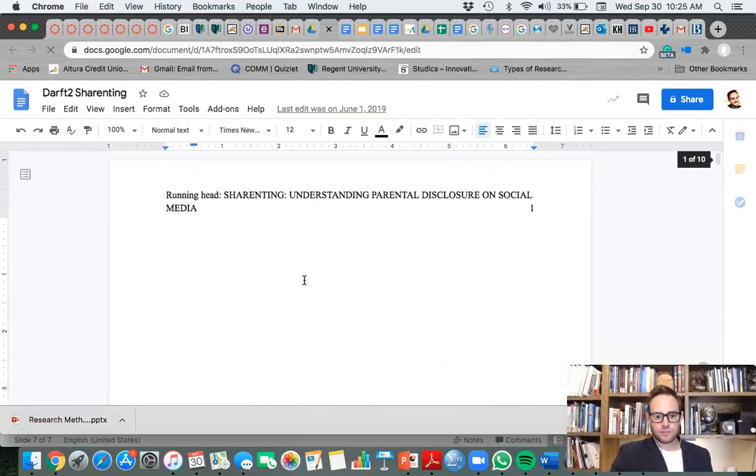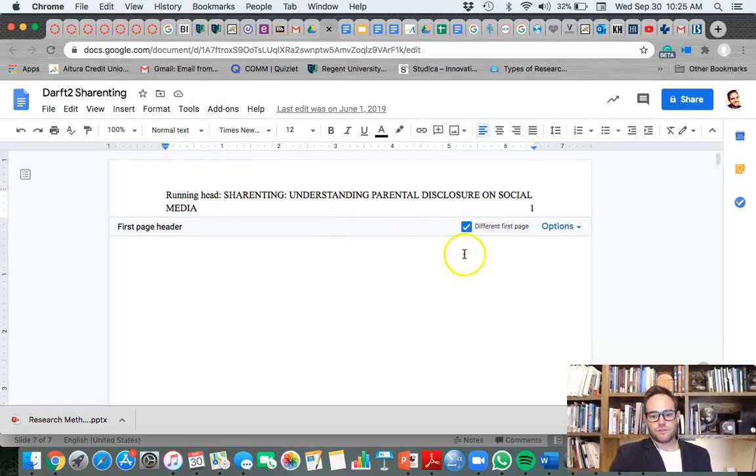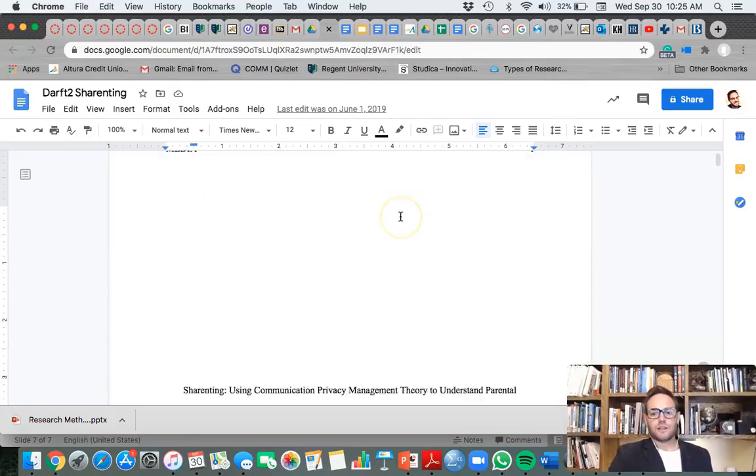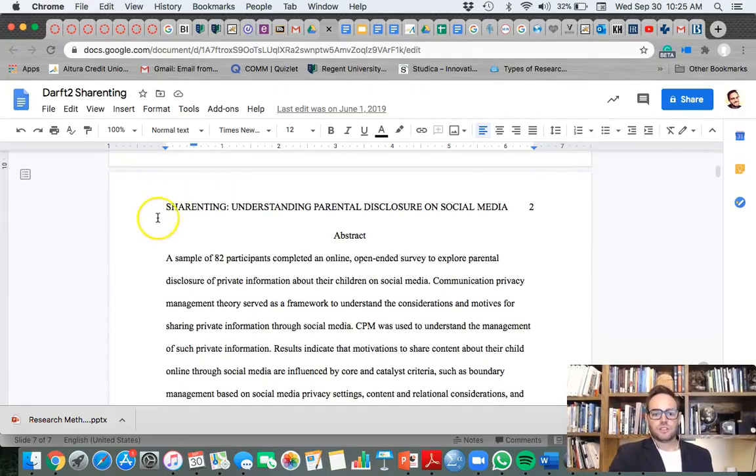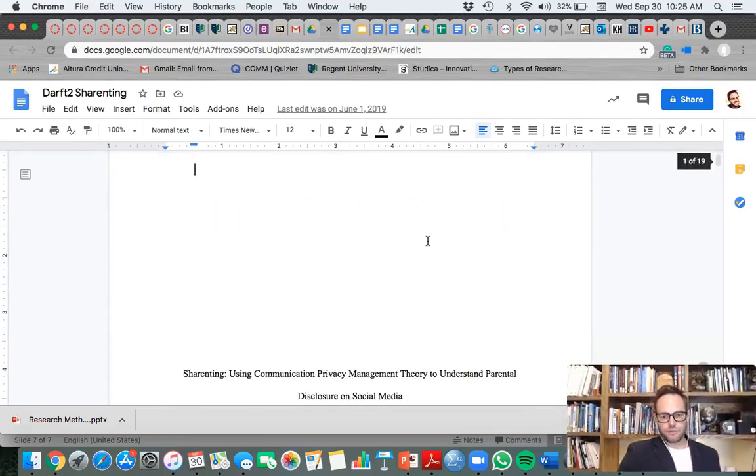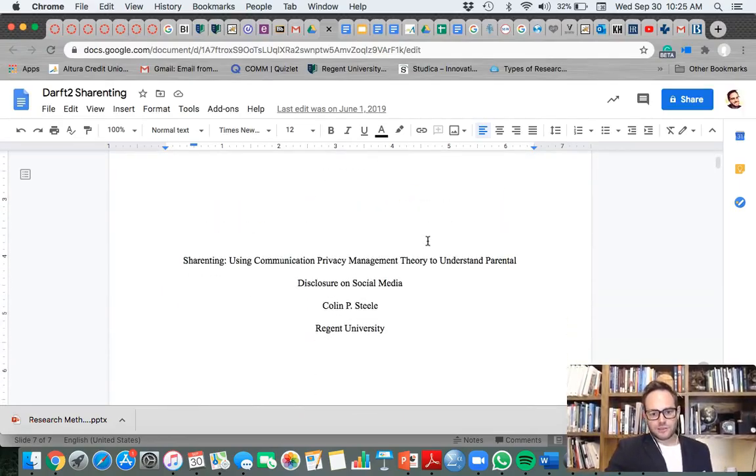So I'm asking you to do APA. You're going to have a running head and the title of your paper and also the page number. If you double click on the header, you can just put this in. Now you want to click on different first page so that on the second page you can edit this a little bit differently. So you're going to include a title page.